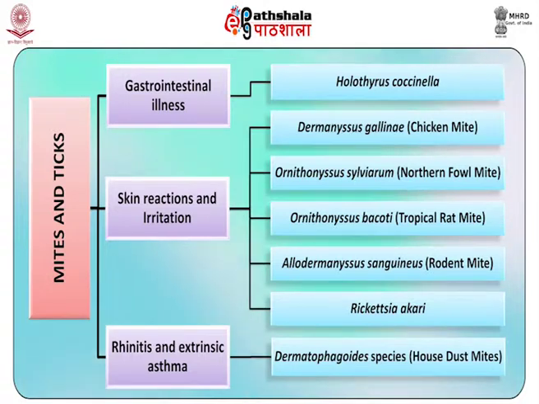Respiratory allergies due to the house dust mites are fairly common. Rhinitis and extrinsic asthma are caused by house dust mites, that is Dermatophagoides species. The scabies mite is antigenic and stimulates autoantibodies, leading to a pemphigoid-like reaction. Scabies may also mimic other skin disorders like contact dermatitis, scalp dermatitis, and generalized urticaria.